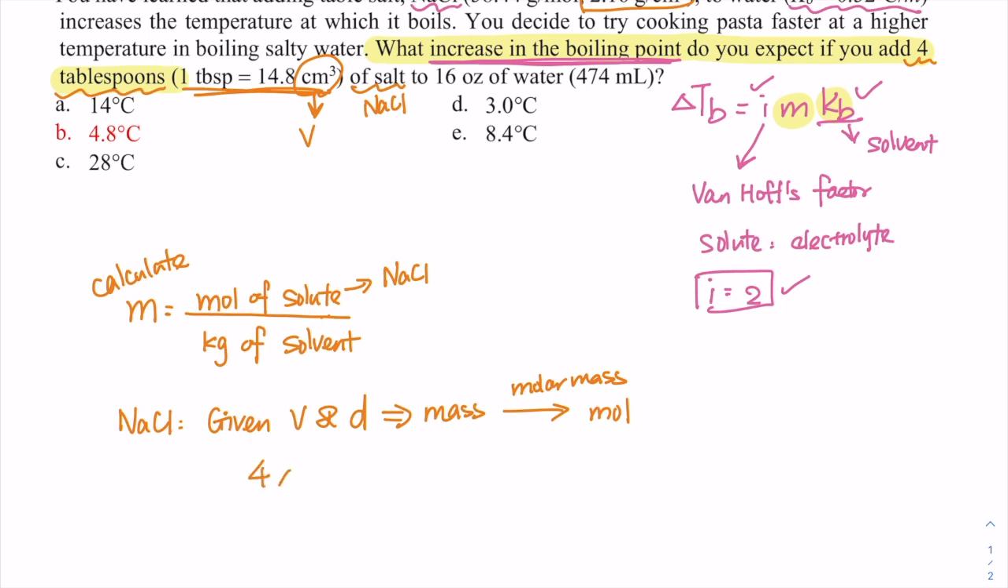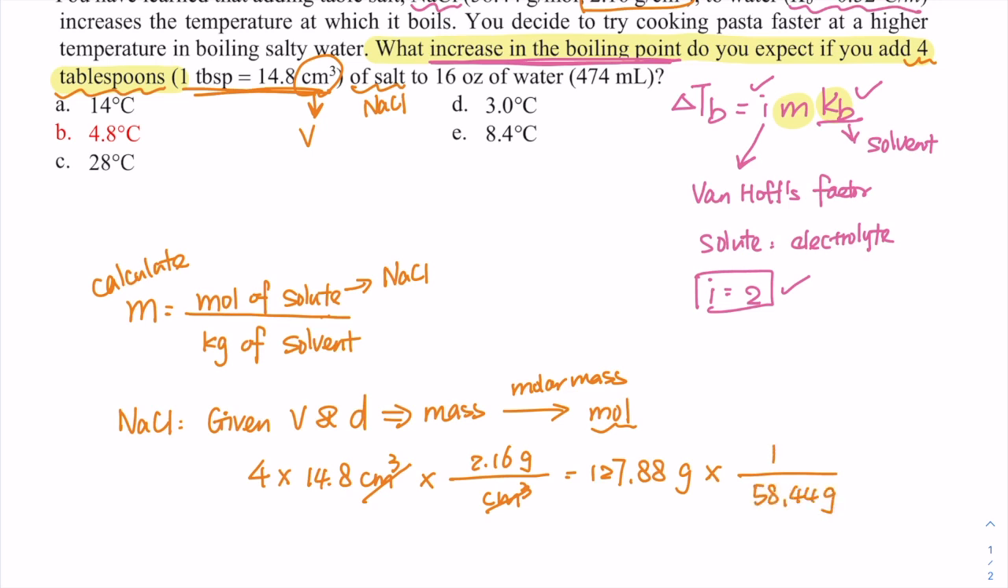So 4 tablespoons of salt will be 4 times 14.8 cubic centimeters. Now we have the volume, and we multiply by the density, which is 2.16 grams per cubic centimeter. That comes out as 127.88 grams. Now we need moles, so I'm going to use the molar mass, which is 58.44 grams per mole. With that unit conversion, we get 2.188 moles. So we got moles of our solute.